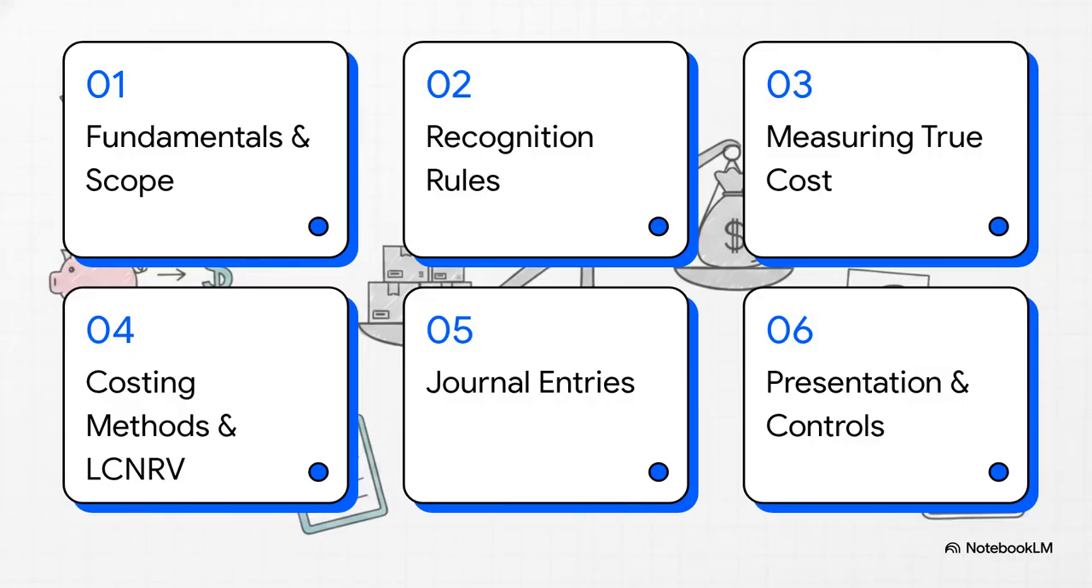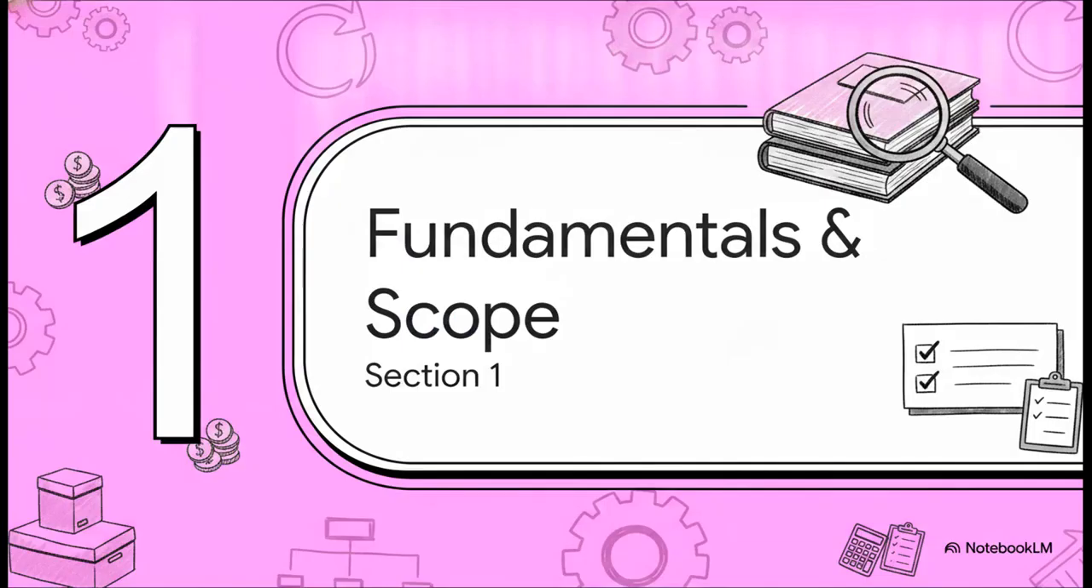So, here is the roadmap for our journey today. We'll be breaking this entire process down into 6 logical stages. We're going to start right at the beginning with fundamentals and scope, move right into recognition rules, and then decode exactly how to measure true cost. After that, we'll tackle the big ones, costing methods and LCNRV, before diving into the actual journal entries. Finally, we'll wrap the whole thing up with presentation and controls. Think of this as the complete chronological life cycle of a product. Let's jump right in. Let's kick things off with Section 1, Inventory Fundamentals and Scope.